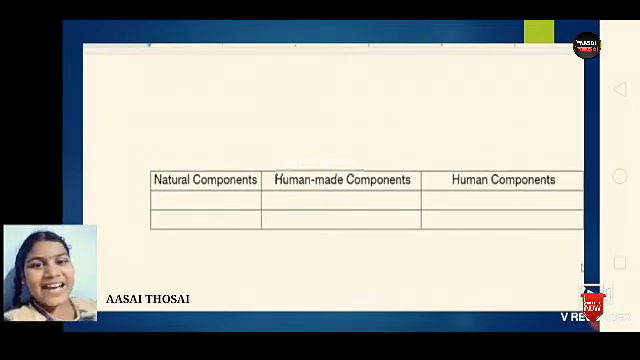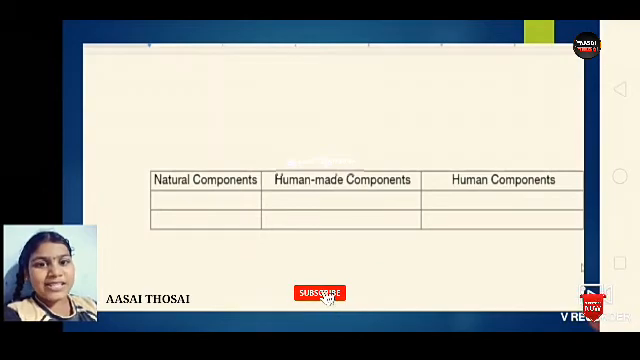This is the end of our class. What we learned, let's recall. We learned about environment. The environment meaning is the things and nature which surround any living organisms. And environment has different components: nature components, human-made components and lastly human components. Nature components exist naturally. They have 2 components, biotic and abiotic.